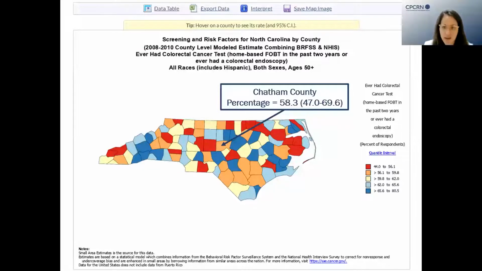I do want to mention that these are estimates based on statistical models, which combine information from the Behavioral Risk Factor Surveillance System and the National Health Interview Survey to correct for any non-response or undercoverage bias in the area. But they can give you a good sense of what the rate is and how it compares to the rest of the state and to the country.